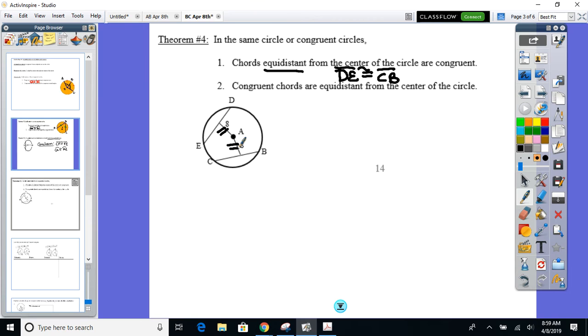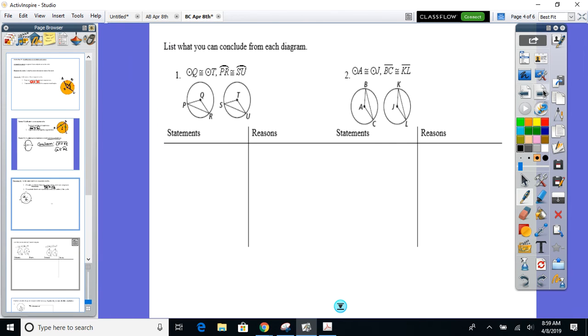All right, that's it. Are we ready to apply these now? These are not proofs. Let me emphasize that. This is me giving you information, and you spitting out as many true facts as you can, to get practice for tomorrow. These are not proofs.